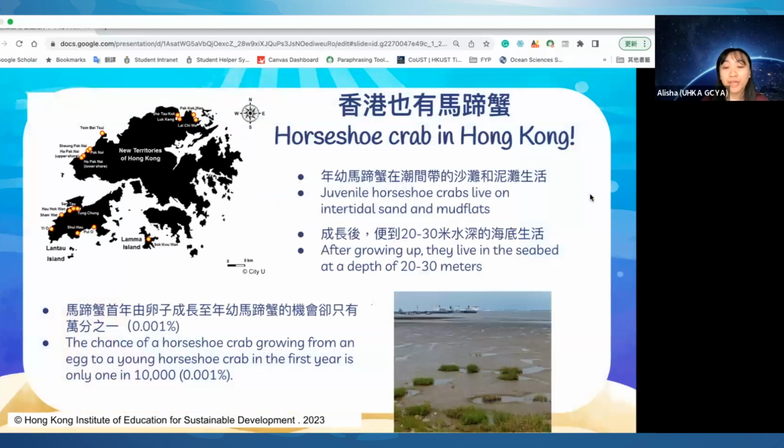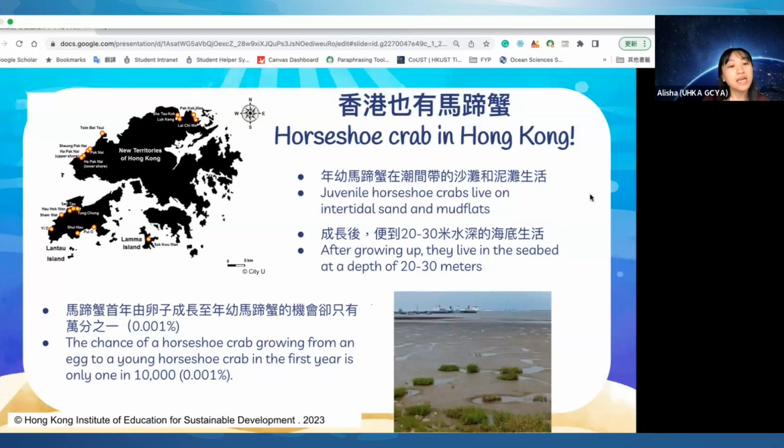In Hong Kong, we also have horseshoe crabs. The juveniles usually live in the intertidal zone, like the sandy beach or the mudflat. And after that, when they grow up and become adults, they will go back into the sea at around 20 to 30 meters depth of water.